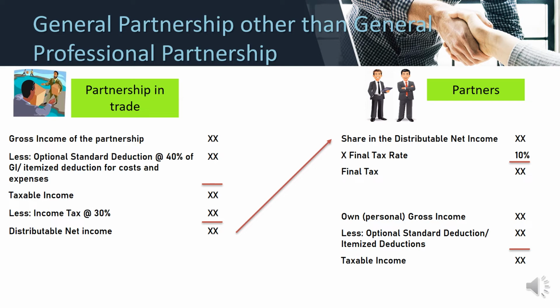So, nadeduct na yung tax pag na-receive na niya yung share niya. So, hindi na natin siya isasali doon sa pag-compute ng taxable income. So, ang pag-compute lang ng taxable income ng partners will be the own gross income minus their own deduction, which may either be the OSD or the itemized deduction.